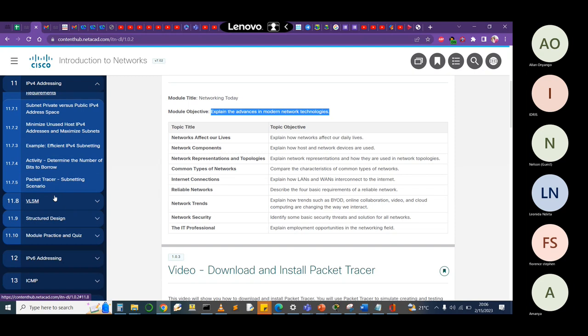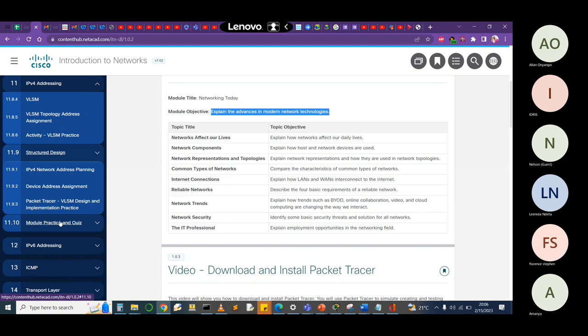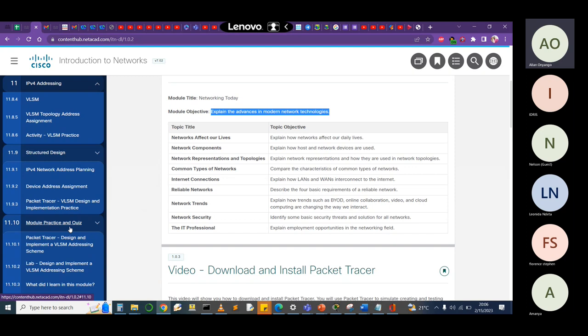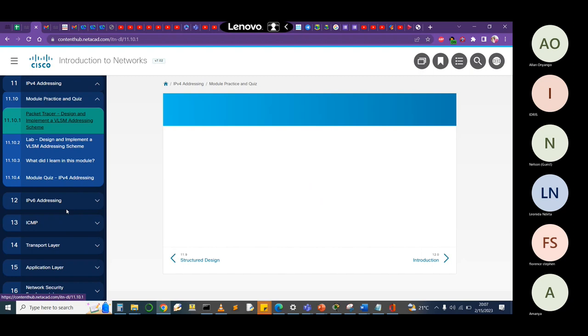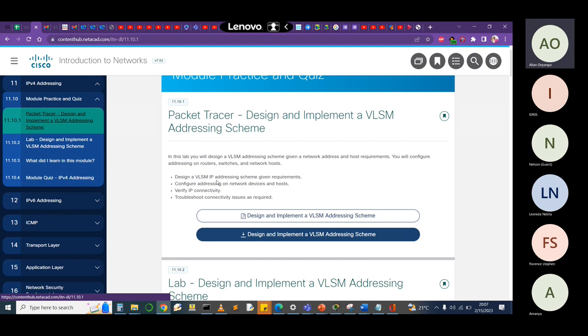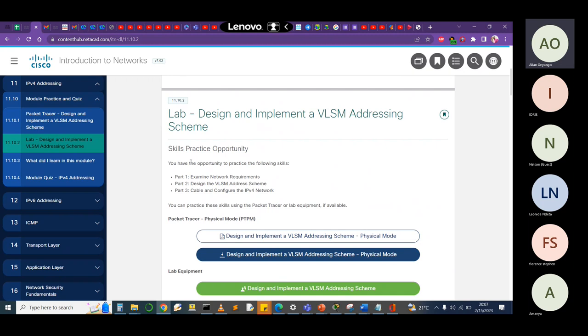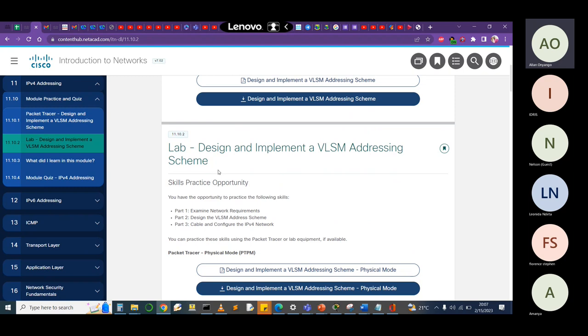The second one is 11.7.5. Third one is 11.9.3. Then 11.10.1. And 11.10.2, the blue one. Now, those ones you do, and you configure them on Packet Tracer, and you see if the marks are adding up. That is a very, very important assignment.